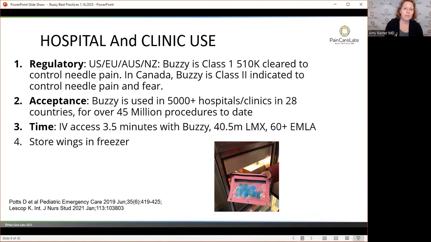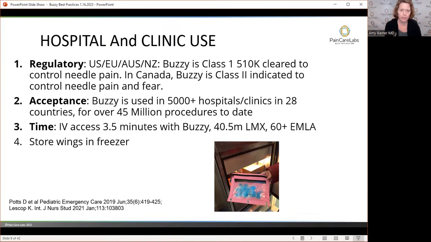So one study by Potts et al. found that at the Children's Healthcare of Philadelphia, it took 3.5 minutes to obtain IV access with Buzzy compared to 40.5 minutes using Elomax. In the study by Lescop et al. and another by Bourdieu, to be able to get labs or IV access with EMLA was over 60 minutes. And this is because it takes 55 minutes for EMLA to be effective. So that makes sense.